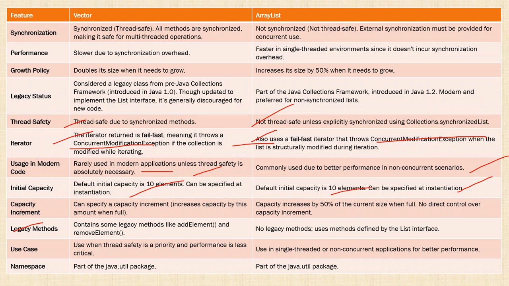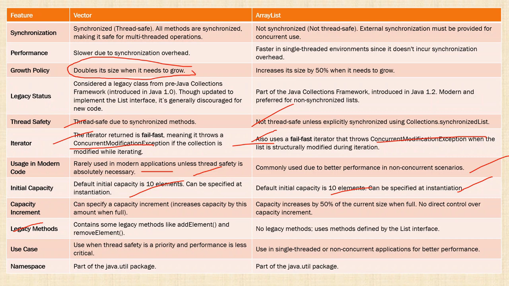Capacity increment: you can specify a capacity increment, by which the capacity increases when full. And if the vector is full, then it will be doubled. Just now we saw that it will make its size double when it needs to grow.